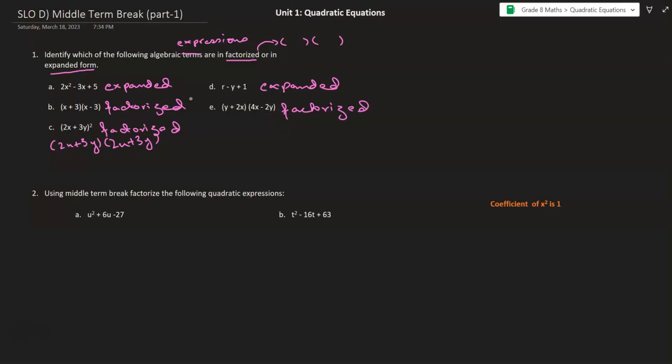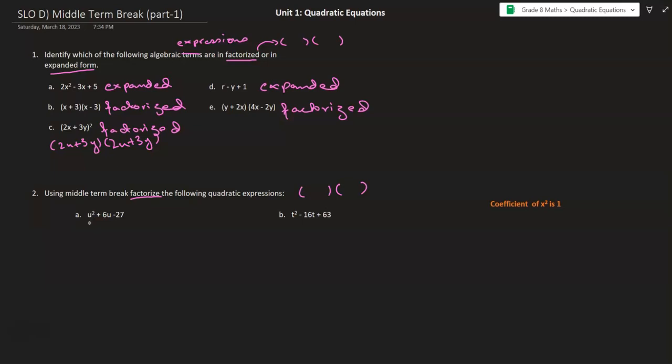So now we know what an expanded form is and what a factorized form is. Now in question 2, what we have to do is use middle term break and factorize. So this is the verb, this is the action that I have to perform. Factorize the following quadratic expressions. So these are the expressions, and I have to middle term break them and get them into brackets form. So this question is saying get this in the bracket form.